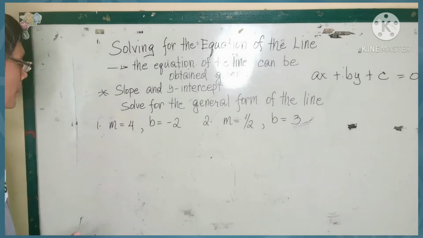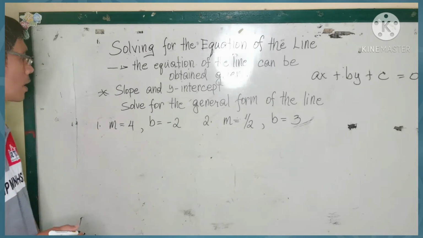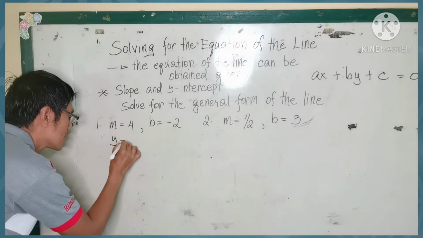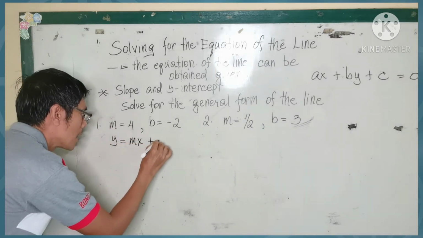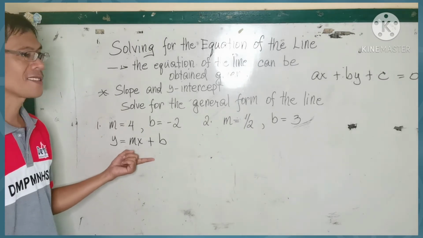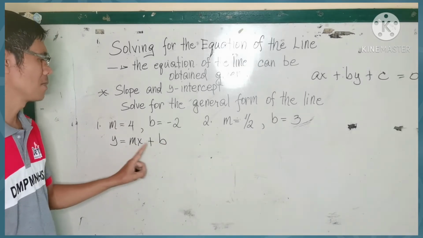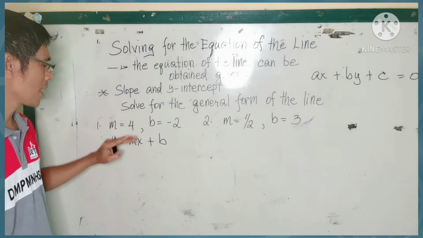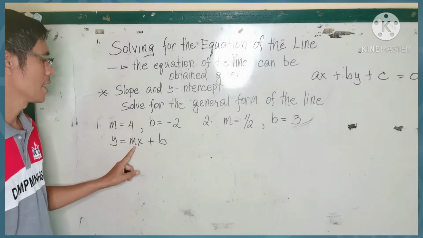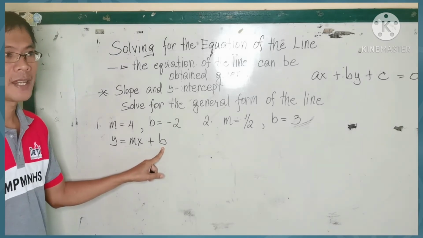If we may recall, we have different forms of the equation of the line. One form is the slope-intercept form, which is simply y is equal to mx plus b. From this form, we will simply substitute the value for m and the value for b. m is the slope, b is the y-intercept. From the given, m is equal to 4, so our m here will become 4. And b, the y-intercept, is equal to negative 2, so our b here will become negative 2.